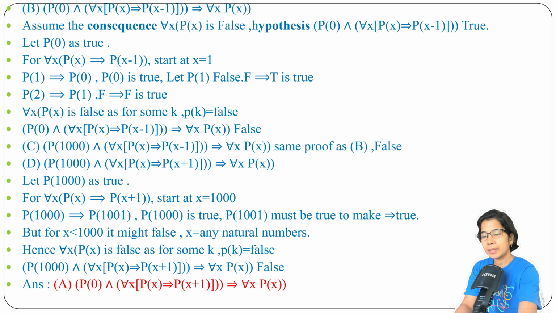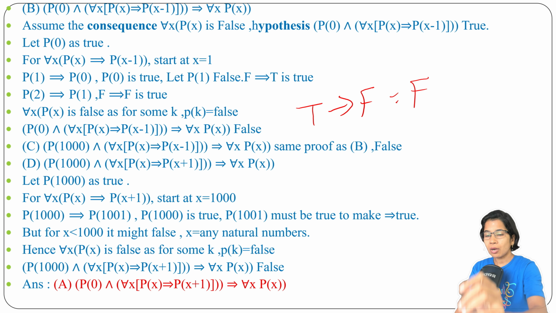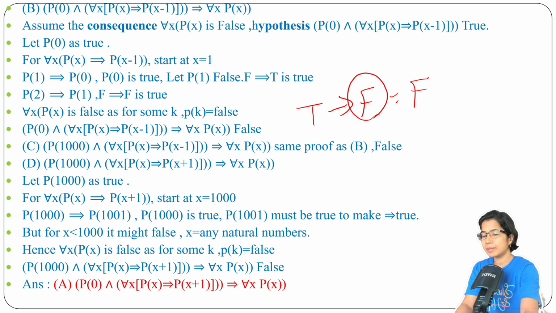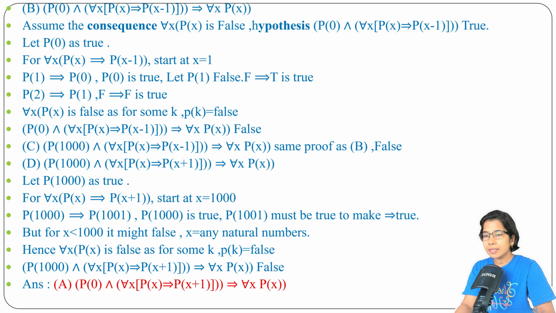In case of implication, true implies false is false. So in all the proofs, we assume the right side is false and the left side is true. If we cannot make this false, then this is true. If we cannot prove that this right side, for all x, p of x, is false, then this is true. I already discussed predicate logic. Just go through the lecture.